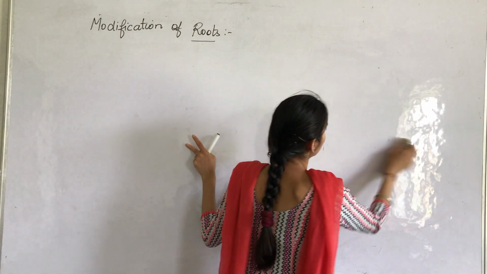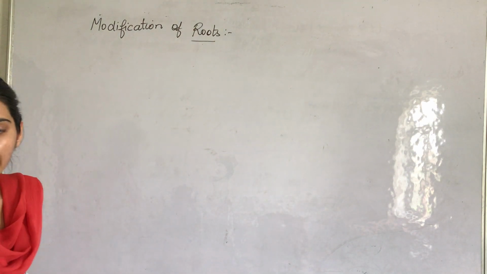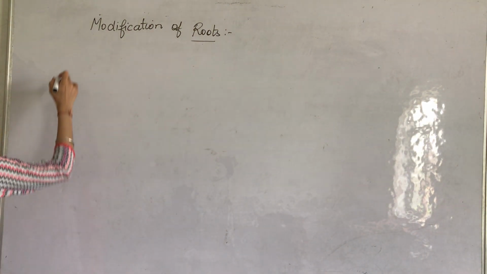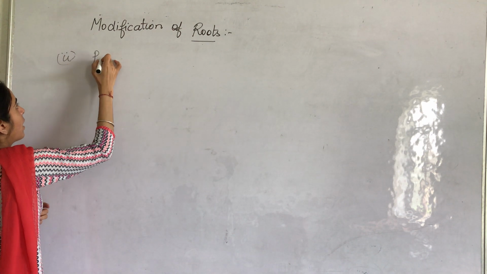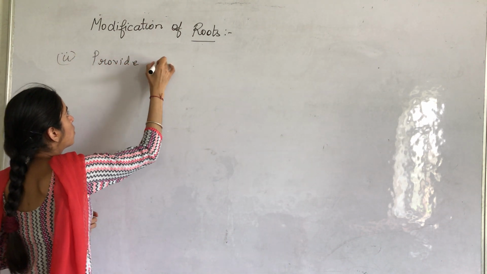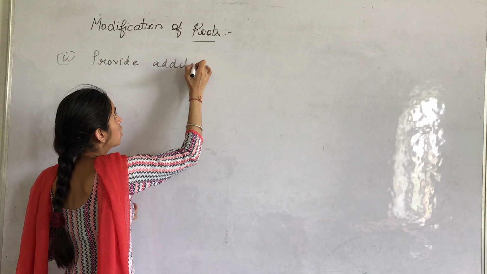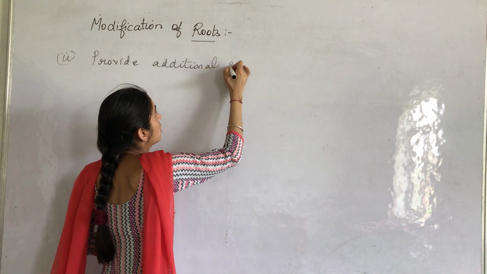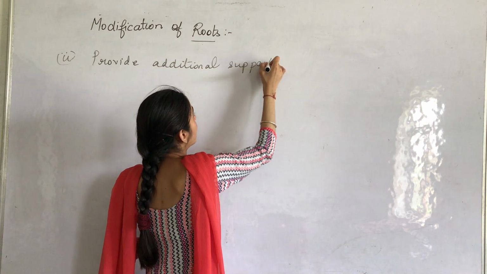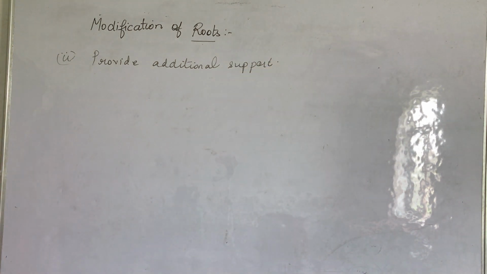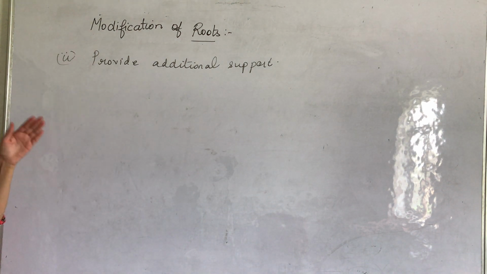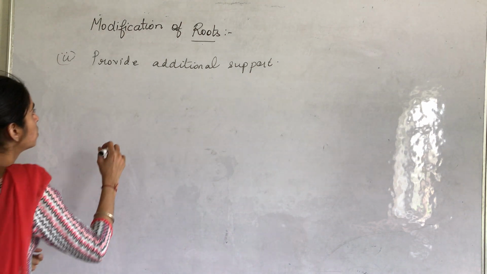After this, certain roots provide additional support to the plant. Why does the plant need additional support? Because due to heavy wind or any weather adversity, certain plants are not so strong. Certain plants are weak, so they will fall away in the strong wind. So they need additional support, and this additional support is provided by the roots.